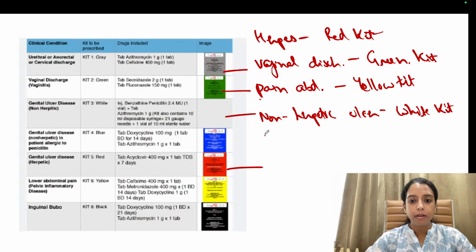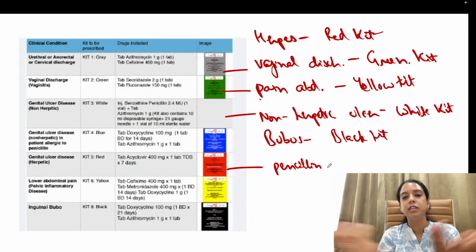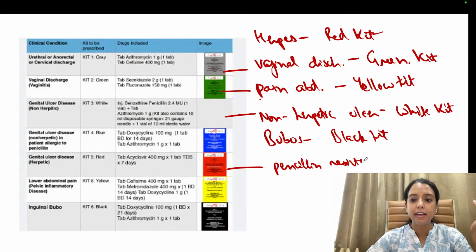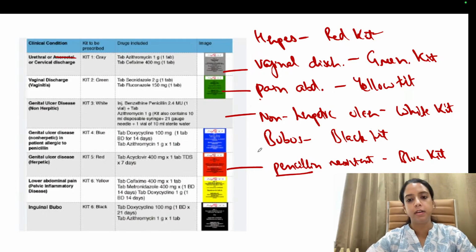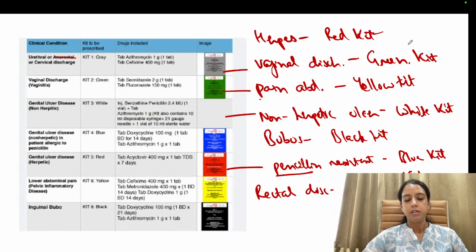ठीक है. Then buboes. B for buboes, B for black kit. ठीक है. Anybody who is penicillin resistant, see non-herpetic ulcer में penicillin होगा because it is syphilis. Syphilis is a non-herpetic ulcer ना, होगा. But penicillin resistant को हम क्या देंगे? Somebody who does not like pencil, I will give a blue pen, blue kit. Now a new kit has been added for anorectal, so rectal discharge has gone from here. For rectal discharge, a new kit has been added, and that is a brown kit. That is a new kit added by NACO in 2024. ठीक है.